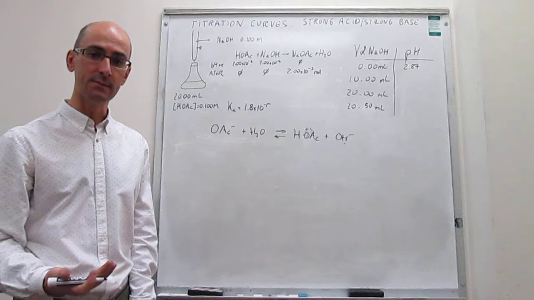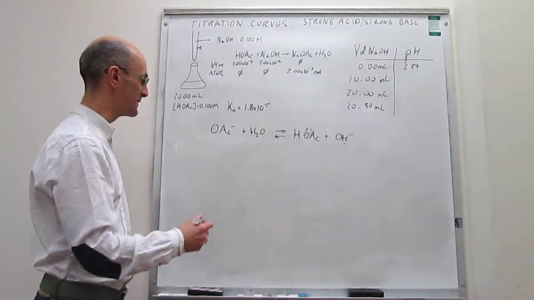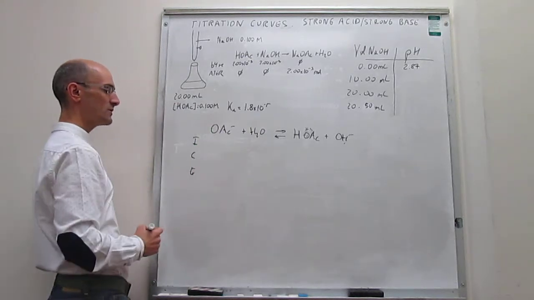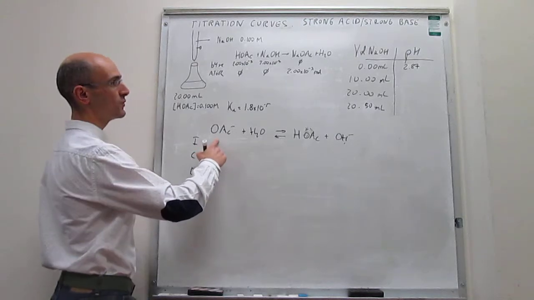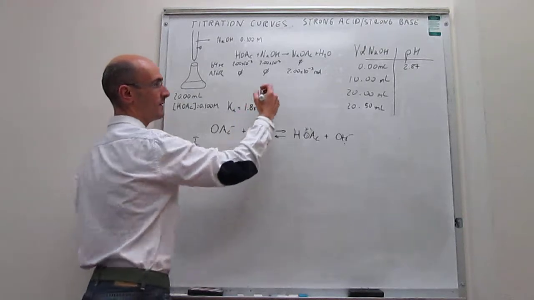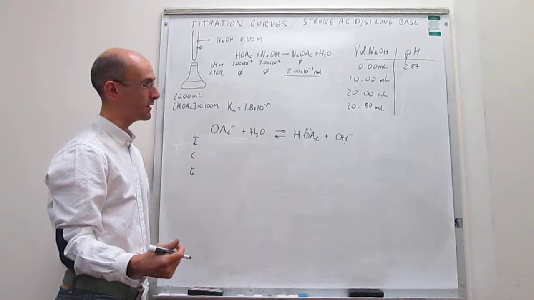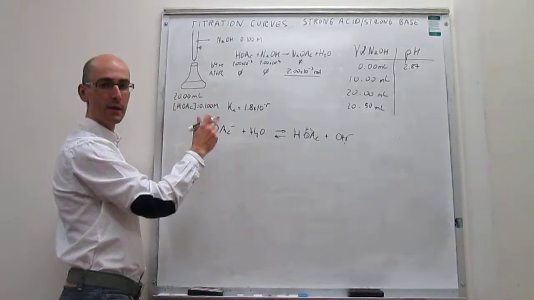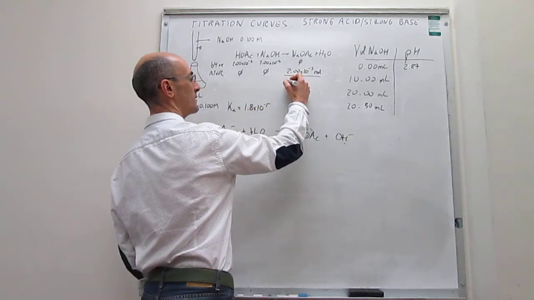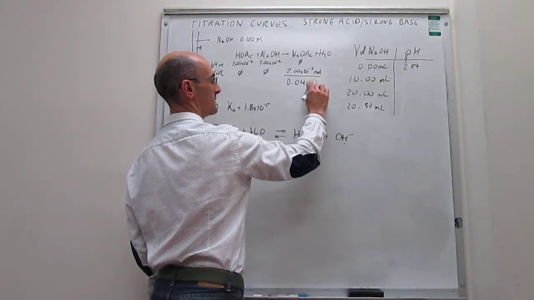And the way to do this is by simply engaging here another ICE diagram, in this case for the conjugate base. Alright, so this is your initial, change, and equilibrium concentrations. Here we have that the initial concentration would be as follows. Notice you have 2.00 × 10^-3 mole. You have to divide this over the volume. And the volume is the 20 mL that you had initially of the acid, plus the 20 mL that you have of the added base. So the total volume of this is 0.040 liters.